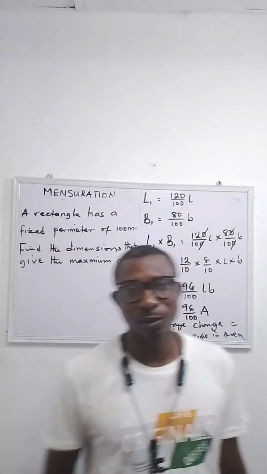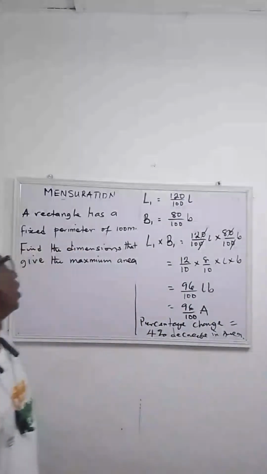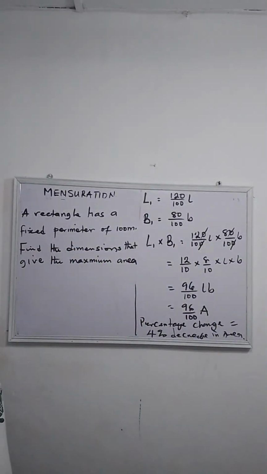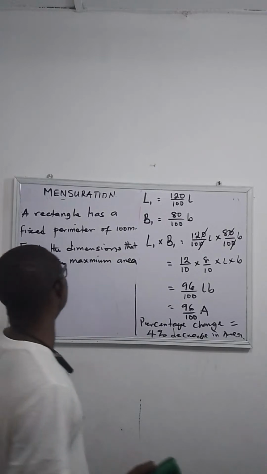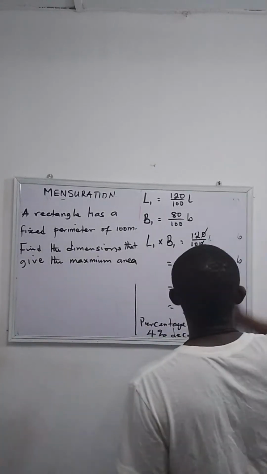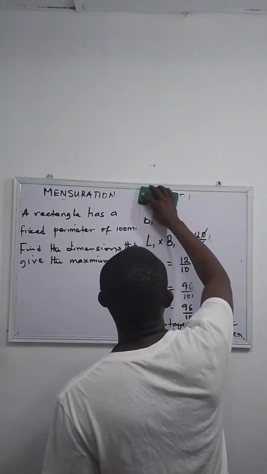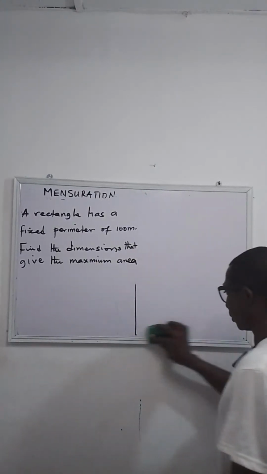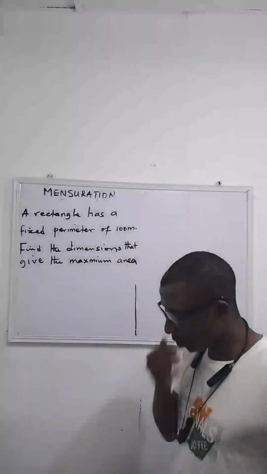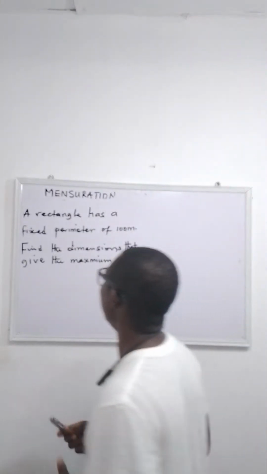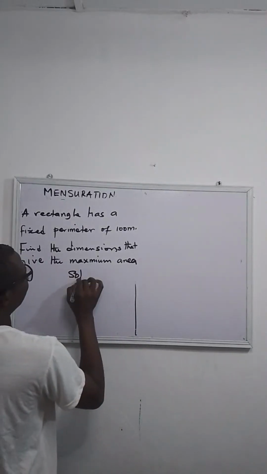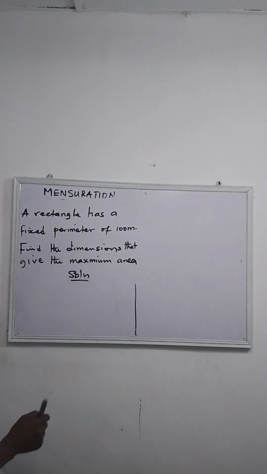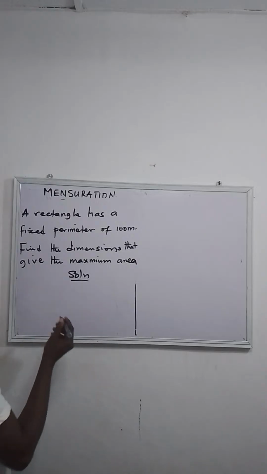Okay, now let's look at this question. A rectangle has a fixed perimeter of 100 meters. You have to find the dimension that gives the maximum area. So we want to get the dimension that gives the maximum area. All right, so how do we go about this? Now, the first thing, let's write down the formula for finding the perimeter of a rectangle.